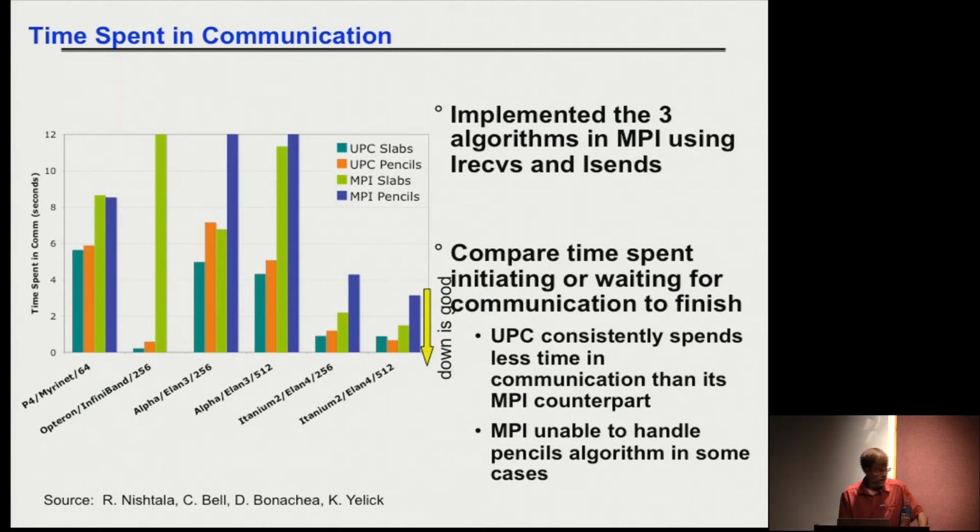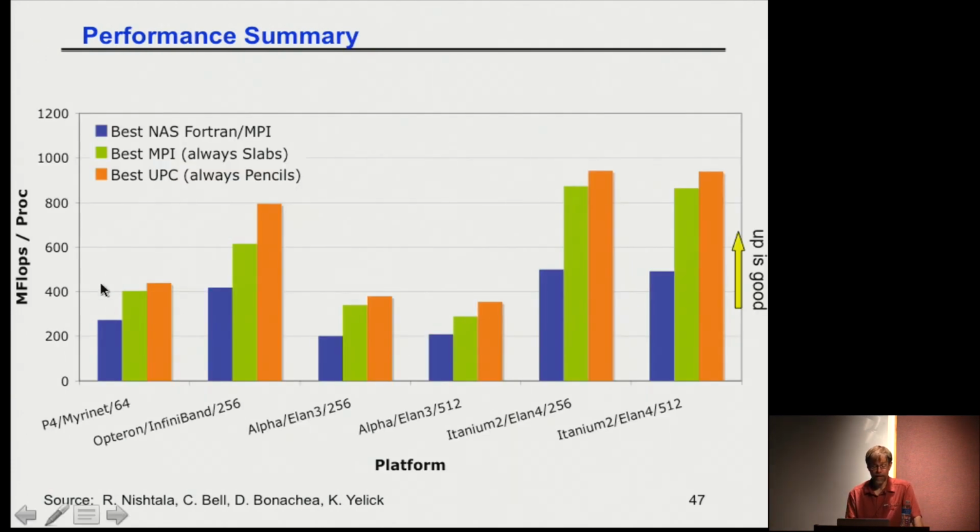So one more little summary here of the time. So this is, again, all those different platforms. Vertical axis is speed, so up is good. So there's the best tuned version of the Fortran plus MPI. There is the best MPI code, which was always slabs, so that was our own tuned version, or this team's tuned version. And then there was their best UPC code, and that was always pencils. So this was coming from the downloaded code. This was doing tuning but insisting on MPI, and this was doing tuning and using UPC, and so it won. So this is on all of these platforms.